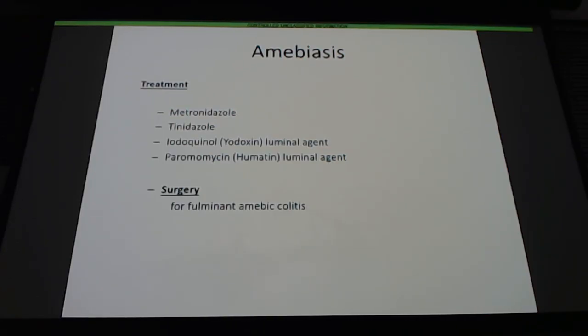If it is more, and you've got a bunch of symptoms, and it's extra-intestinal, you will treat with metronidazole or tinidazole, pick one, and iodoquinol or paromomycin. Okay? It'll be 2 meds, if you're symptomatic, or if it's extra-intestinal, 2 meds. If you're asymptomatic, then you just need to treat with one of the luminal agents. Everybody understand that? Yes? Okay.